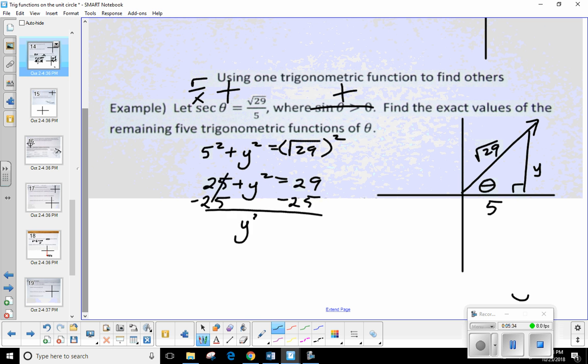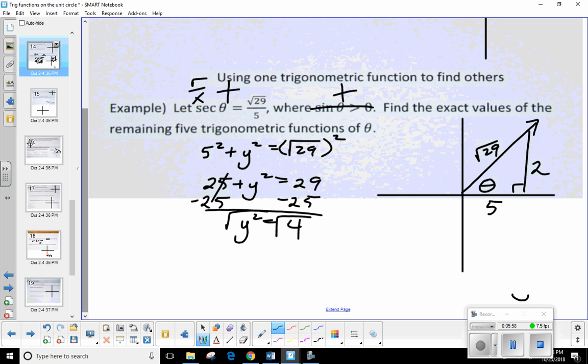Okay, so y squared is equal to 4, and he's absolutely right. Now I need the square root. So y should be 2. Now this problem is just like what we've been doing earlier in the week. We've got the triangle with all 3 sides. I just want to find all the remaining trig functions.